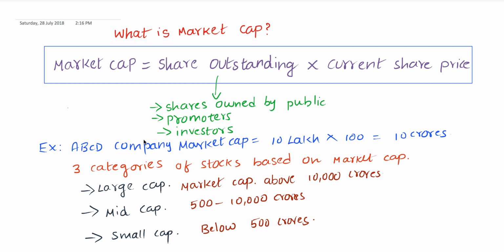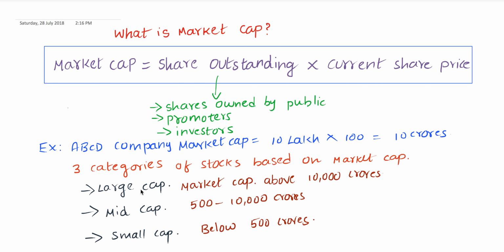There might be some other ways also, but I am explaining the one way which is most widely used by people. Based on this market capital, you can classify the stocks into various categories. The categories are large cap, mid cap and small cap.